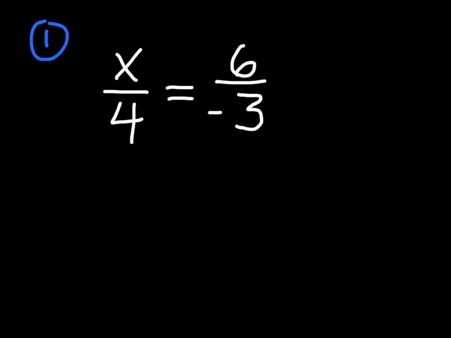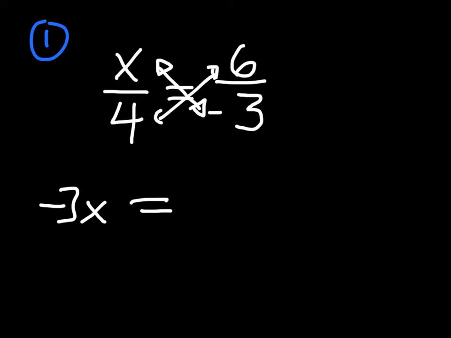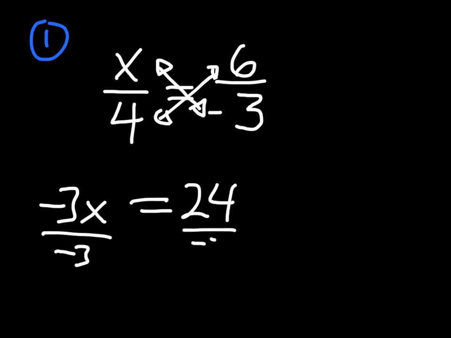If we look at number 1, this is x over 4 equals 6 over negative 3. Since it's set up as a fraction equal to a fraction, I'm going to use cross multiplication to solve for x here. I'm going to go this way first and take x times negative 3 to get negative 3x, and then set that equal to, it's very important, set equal to the other way, which is 4 times 6, or 24. Now to solve for x, I divide by negative 3 on both sides, and get x equals negative 8 for my answer.